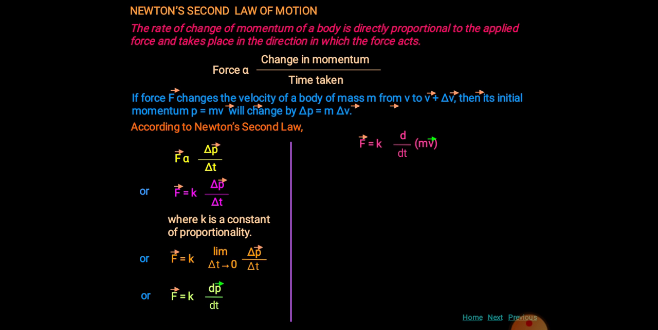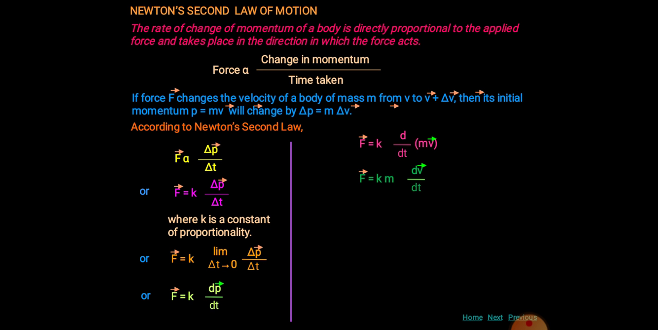See, already here F is equal to k into d/dt of mv. As we have learned already about P, P is what? Momentum. P is nothing but m into v. So instead of P, we have taken m into v. So k is a constant of proportionality. We can take m outside. Observe it: F is equal to k into m dv upon dt.